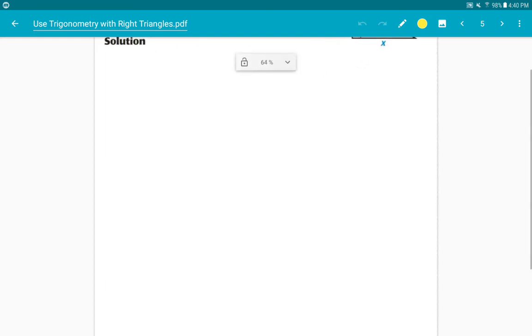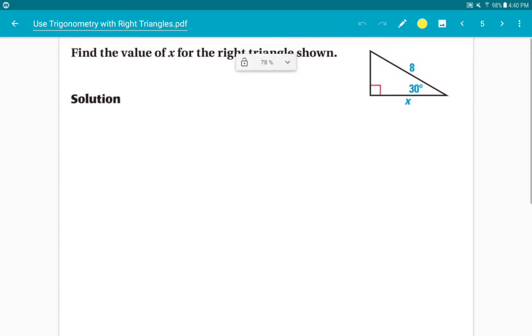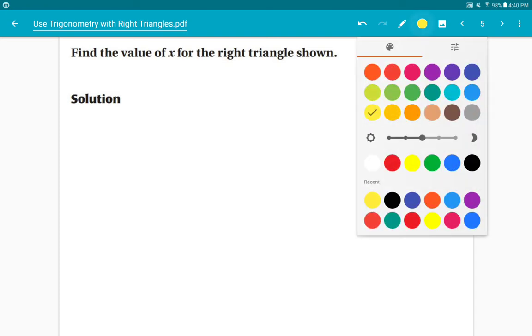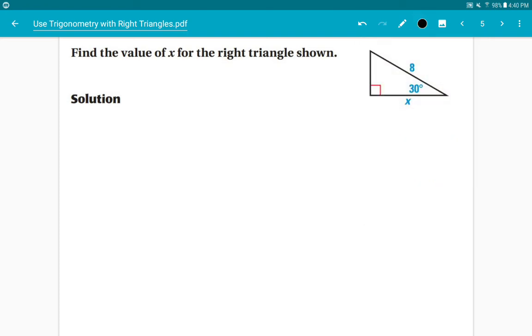Okay, so here we go. Find the value of x for the right triangle shown. Okay. All right, so we have this right triangle. Okay. So if that's a 30-degree angle, I know this is going to be a 60-degree angle. Okay. So we have that much information.